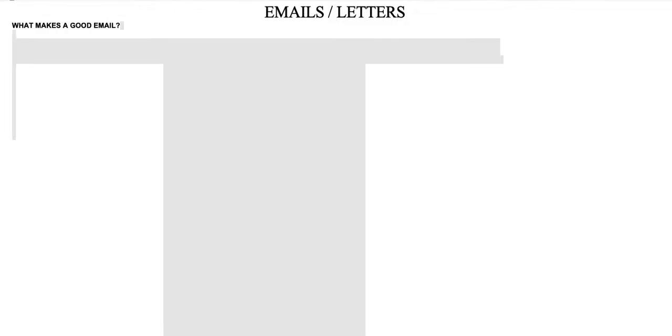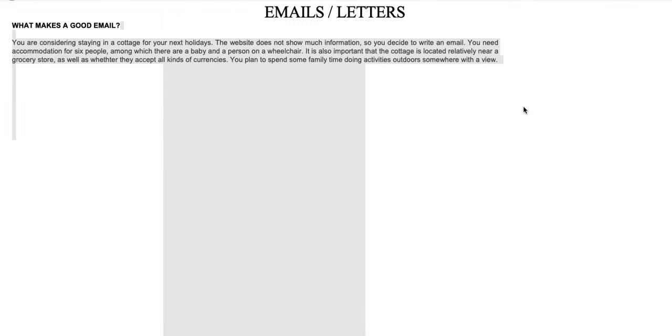So let me show you the first instruction. All right, so these are the instructions: you are considering staying in a cottage for your next holidays. The website does not show much information, so you decide to write an email. You need accommodation for 6 people, among which there are a baby and a person in a wheelchair. It is also important that the cottage is located relatively near a grocery store, as well as whether they accept all kinds of currencies. You plan to spend some family time doing activities outdoors, somewhere with a view.